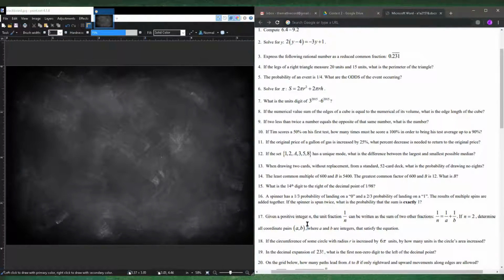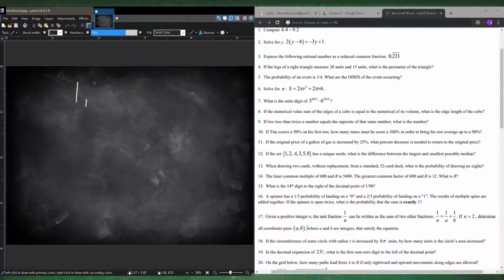Okay. Number 12. If the set 1, 2, A, 3, 5, and 8 has a unique mode, what is the difference between the largest and smallest possible median? Okay. So if it has a unique mode, right? So A has to be either 1, 2, 3, 5, or 8, because it has a unique mode. Unique mode means there's only one mode. So since they're asking about the largest and smallest possible median, let's just choose the largest and smallest number. So A is equal to 1 and A is equal to 8.